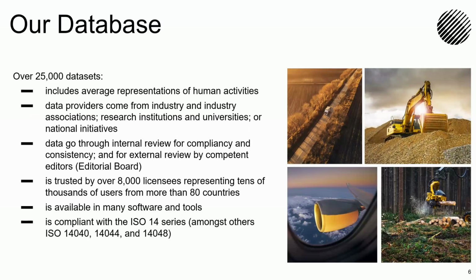So what is the ecoinvent database? Our database contains data that model the average inputs and outputs of human activities, covering a wide range of products and services. Each dataset models one step of a supply chain. So this enables users of the database to track environmental impacts at each step of the supply chain of a product or service. Where does the data come from?